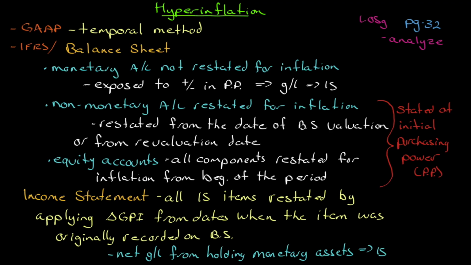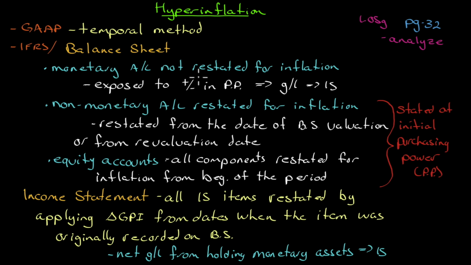All right, so let's look at the actual process here. For GAAP, what's the process? Temporal method. We already know the temporal method. You get to a hyperinflationary economy, it's the temporal method, period. IFRS, let's look at how we deal with the balance sheet first. Monetary assets and liabilities are not restated for inflation because they probably are already inflation adjusted if they're monetary, right? So they are exposed to gains or losses in purchasing power. Therefore, they give rise to gains or losses on the income statement.